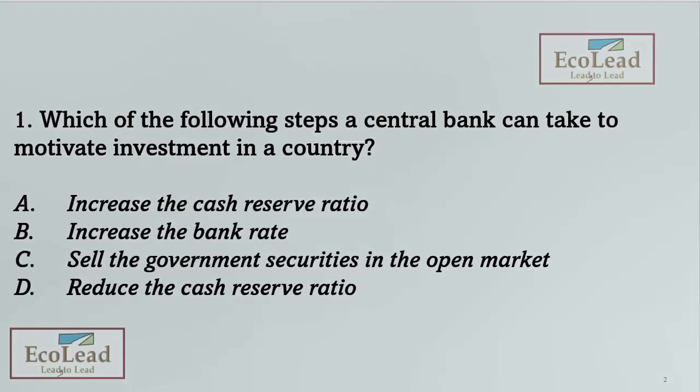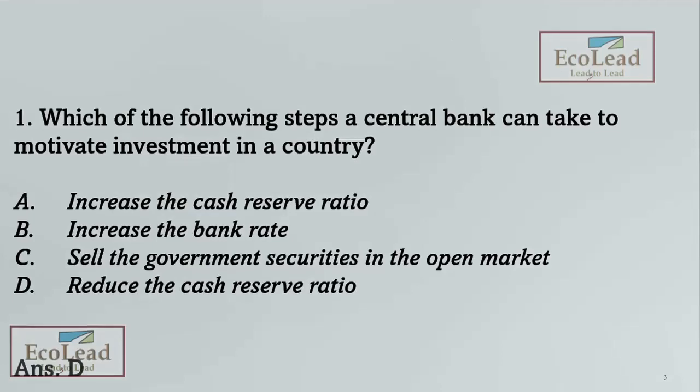The first option is increase in the cash reserve ratio. Option B, increase the bank rate. Option C, sell the government securities in the open market. And option D, reduce the cash reserve ratio. Here I will pause for a few seconds so that you can think about the answer. Well, the answer is D.